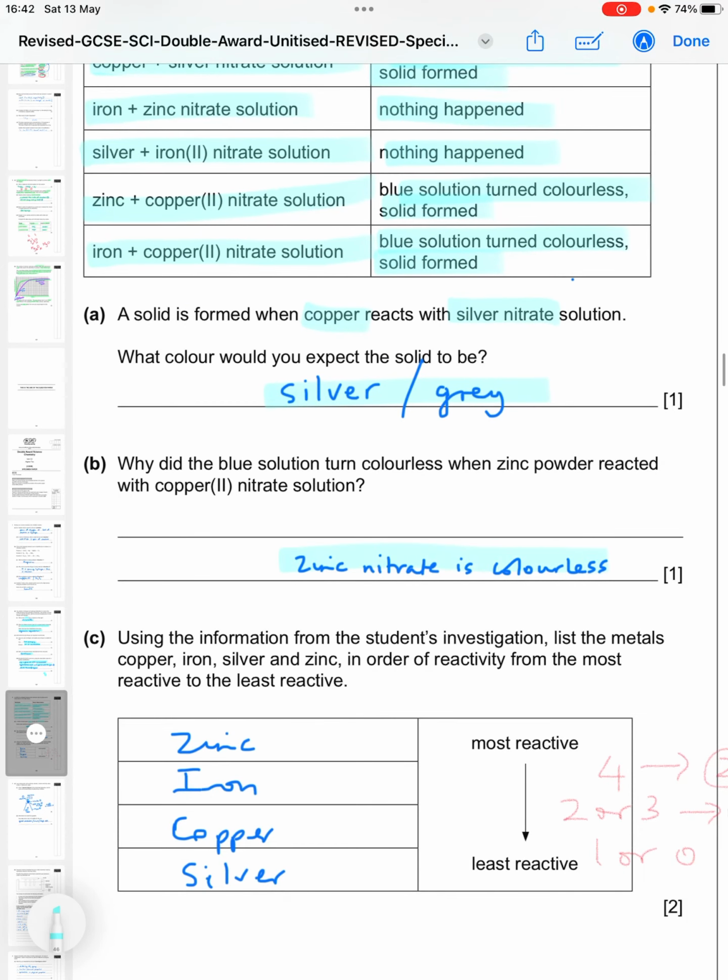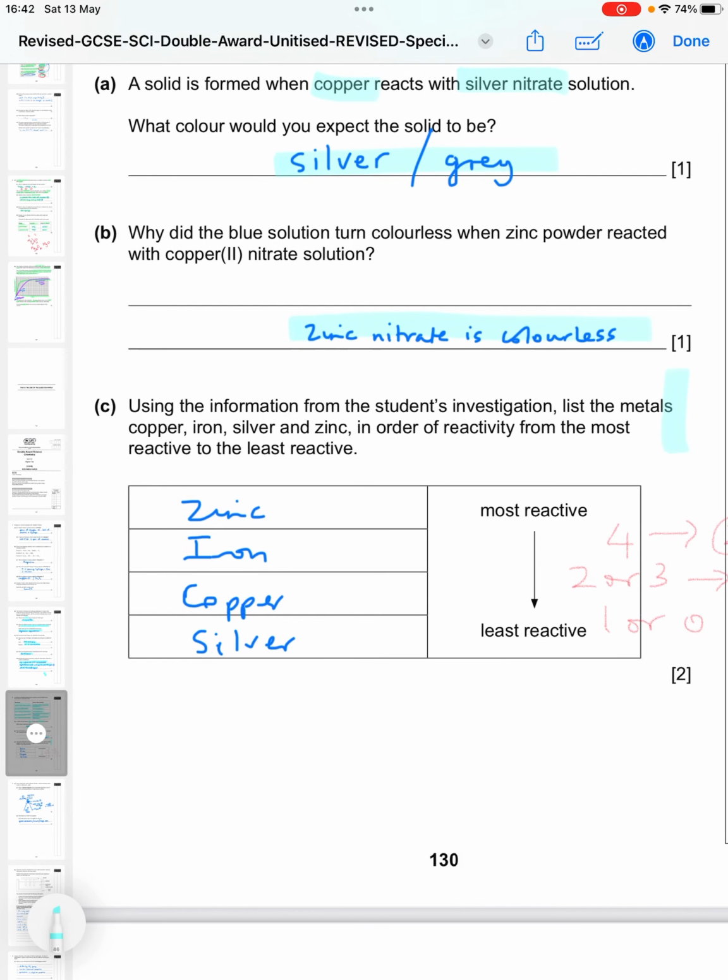So why did the blue solution turn colourless when zinc powder reacted with copper 2 nitrate? That's because zinc nitrate is colourless. Yeah, you could talk about the zinc being more reactive and so on, but that doesn't actually answer the question. The reason it's colourless is because zinc nitrate has no colour.